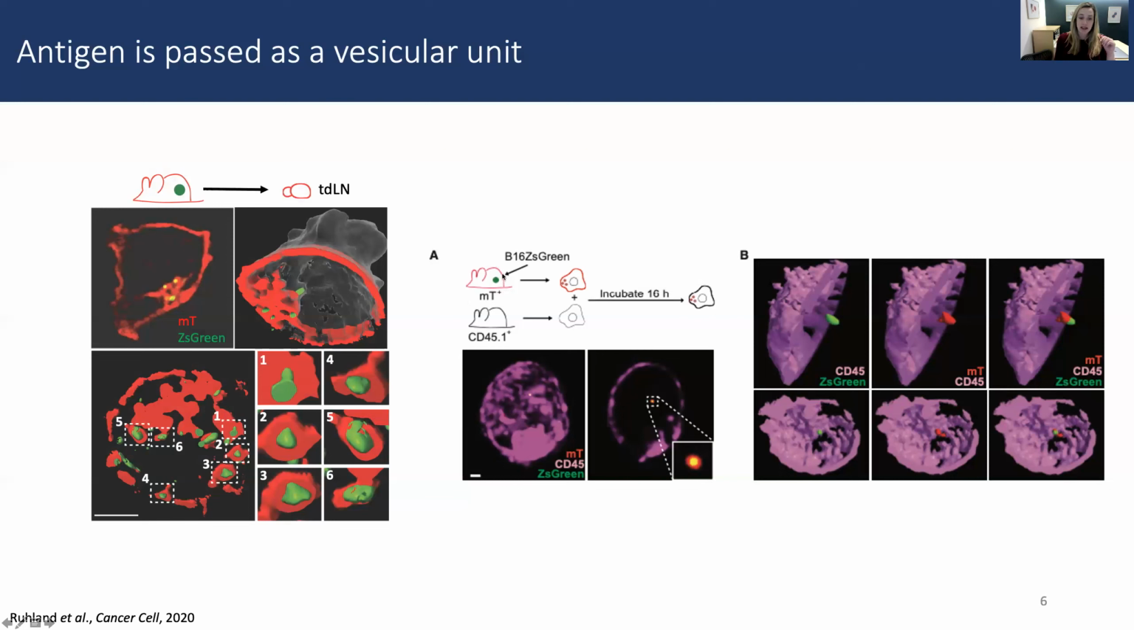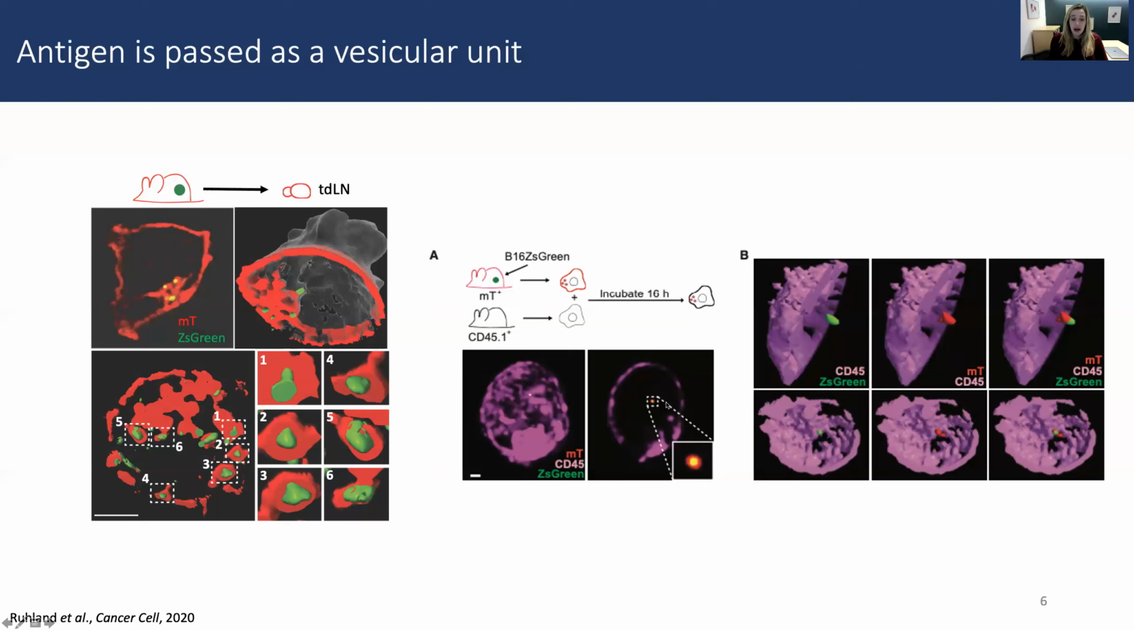membrane tomato mice with B16 ZsGreen tumors, but we sorted out the ZsGreen positive DCs. So essentially sorting out these cells here, and then co-cultured them with a congenitally marked, unlabeled recipient DC. So just a CD45.1 DC. Then incubated them for 16 hours in a co-culture. And then from that co-culture, sorted out CD45.1 positive cells that were now ZsGreen positive, and then did lattice light sheet imaging to look at how that antigen was being held in the recipient DC.